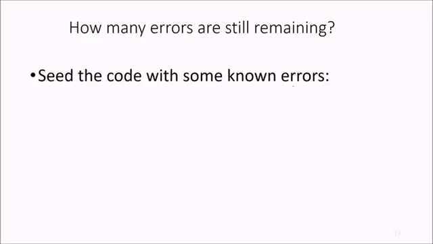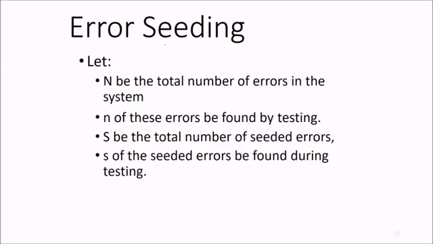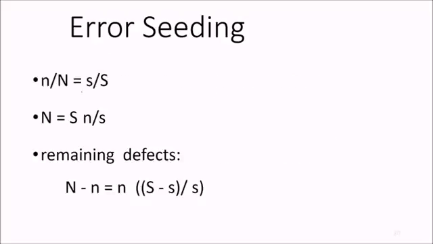We seed the code with some known errors, which means we inject some known errors. These are called artificial errors, and they are introduced in the program, and then we test it. We check how many of these injected errors are detected during testing. In error seeding, let us say that N is the total number of errors in the system, and small n is the number of errors found by testing. S is the total number of seeded errors, and small s is the number of seeded errors found during testing.